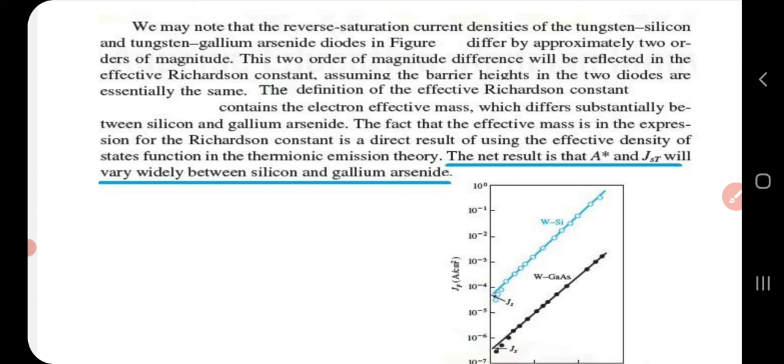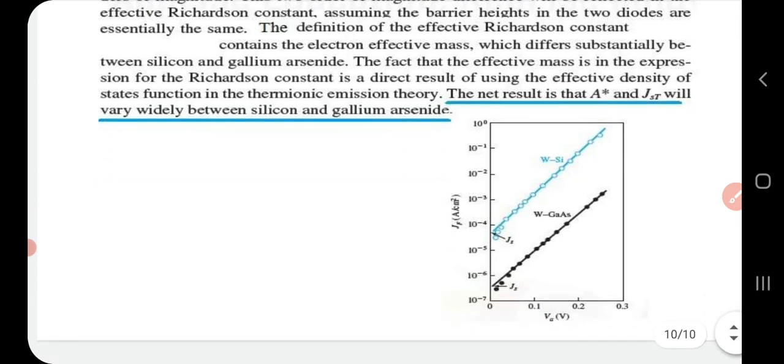So the definition for the Richardson constant contains the electron effective mass, and that electron effective mass is different for these two diodes, and the fact that effective mass is in the expression for A star or Richardson constant is a direct result of using the effective density of states wave functions in the thermionic emission theory. So the net result is that Richardson constant A star and JST will be different, or they vary between silicon and gallium arsenide. This slide you can skip, this is just an example.